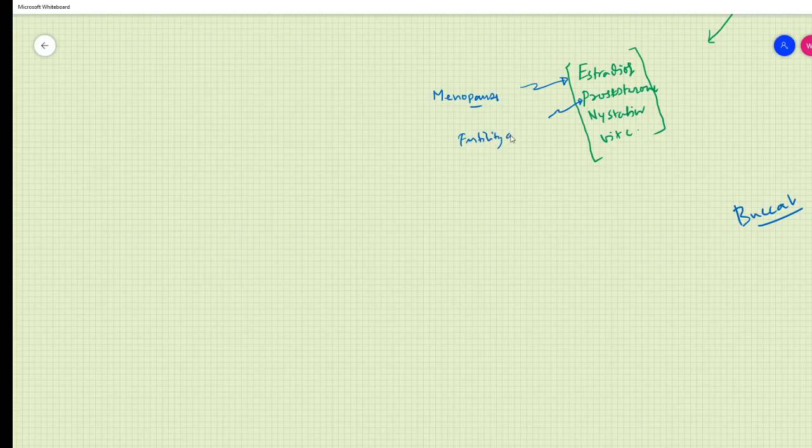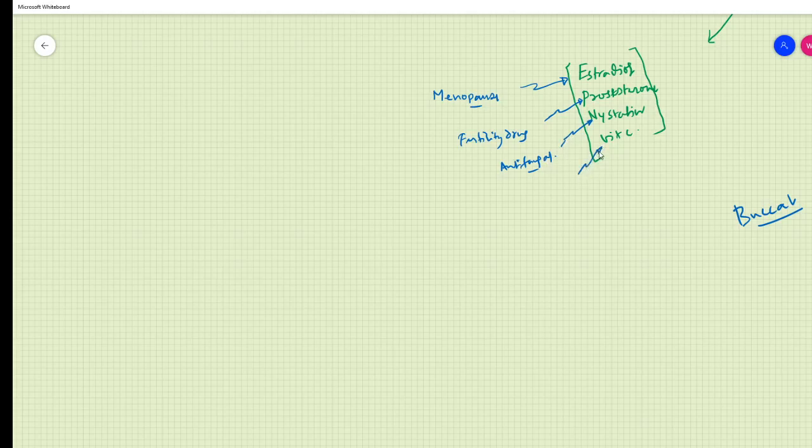So in couples who are trying to conceive, the women might be administered progesterone as a vaginal tablet. And nystatin is an antifungal drug. So if a woman has a fungal infection, then this might be prescribed as a vaginal tablet.